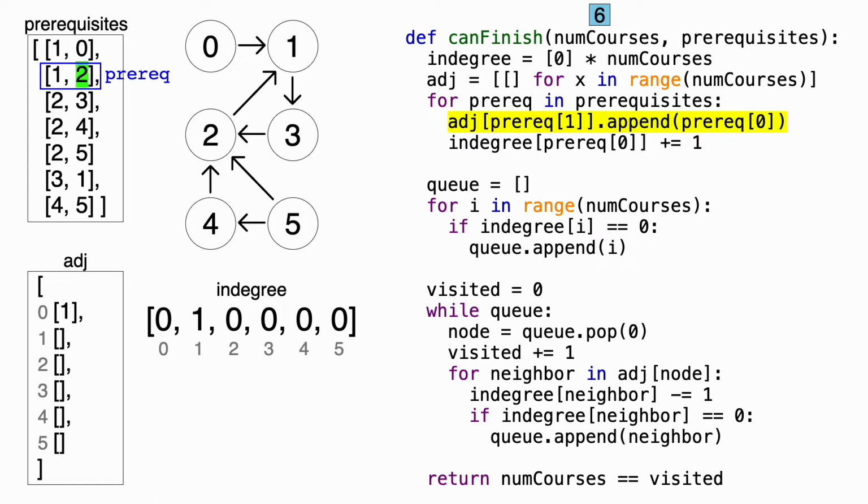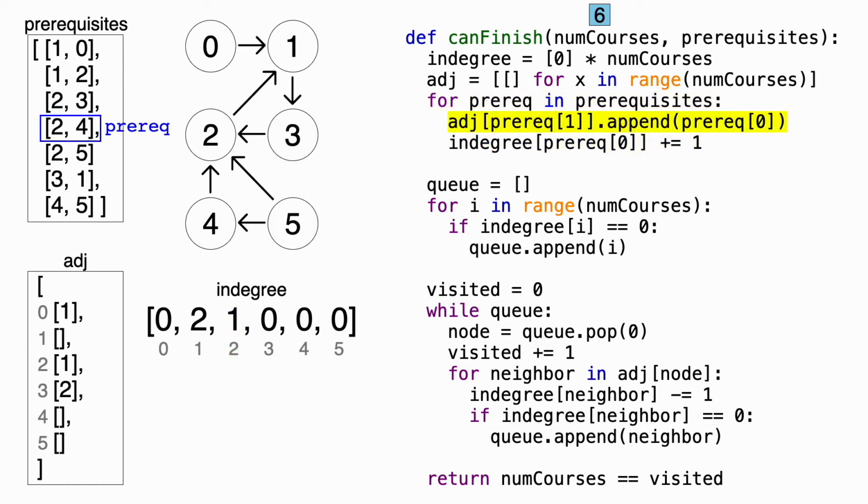So let's find the list at index 2 of the adjacency list, and we're going to append the element at index 0 of prereq, which is 1. So we've added the edge from node 2 to node 1. Then we'll increment the value of node 1 in the in-degree array, since we added another edge going into node 1. And it's the same thing for the rest of the edges. We'll add an edge from node 3 to node 2 and increment the in-degree of node 2.